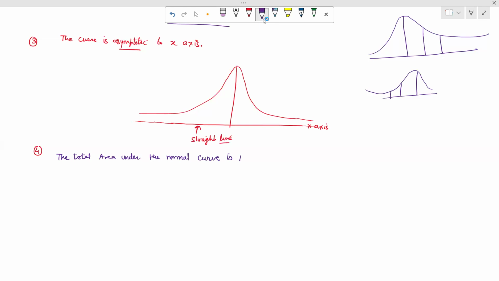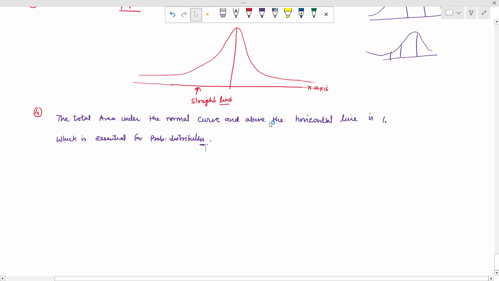Under the normal curve, and we add here, above the horizontal line. So this is our horizontal line. This is a curve. So this area is 1. So this is essential for a probability distribution. We know that the total probability is 1. So the area under the normal curve is also 1.